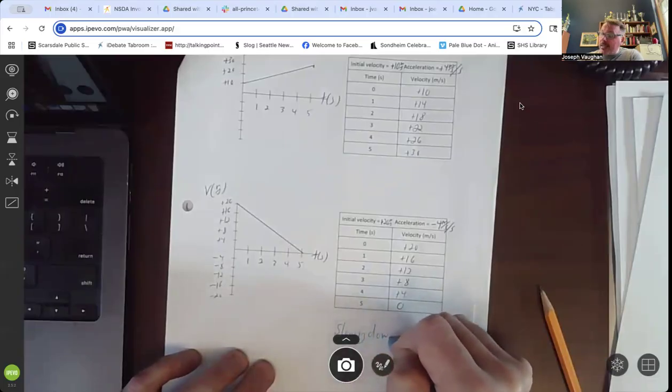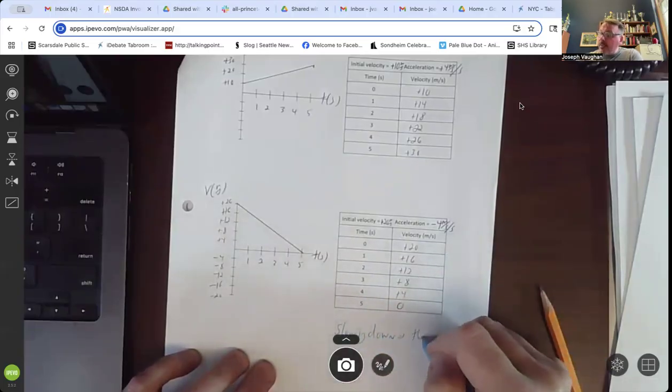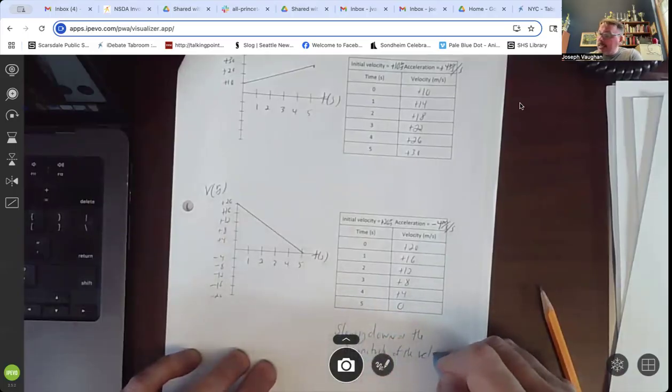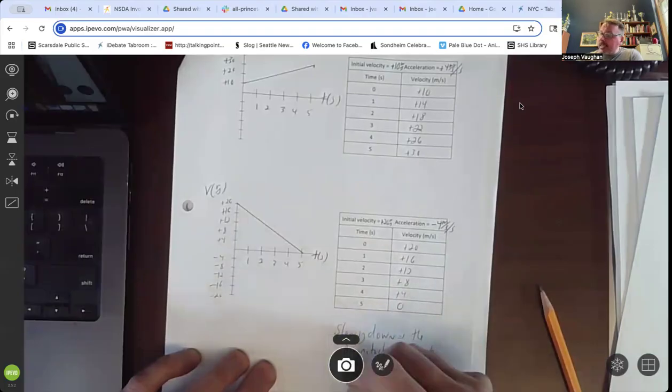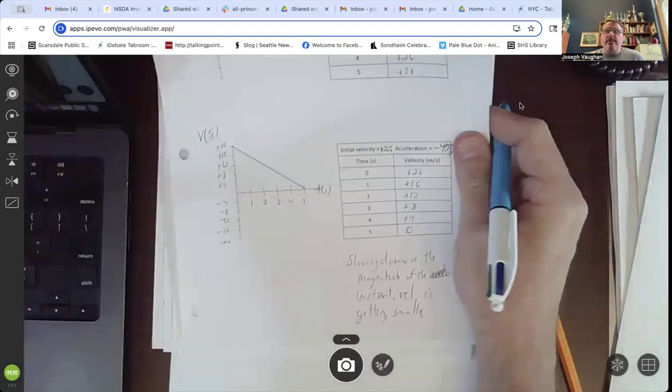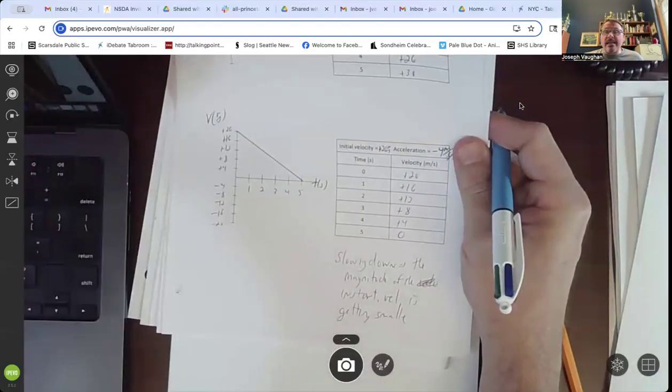And what is our evidence of that? Our evidence is the magnitude of the velocity, or the instantaneous velocities, excuse me, is getting smaller. You can't see that on the screen. Let me move that up. The magnitude of the instantaneous velocity is getting smaller.